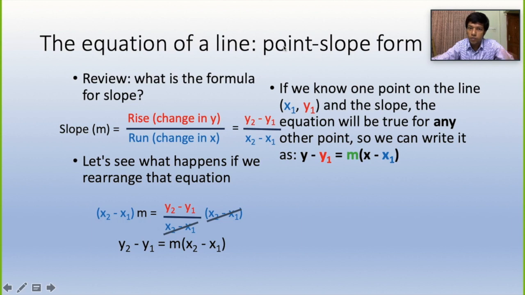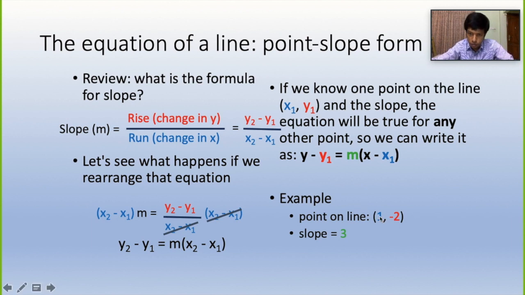Why is it called point slope form? Because if one point and the slope are given, then we can use this equation to find the equation of a straight line. We can use this formula. Let's look at how we can use it. Say, for example, we are given one point, (1, -2), and the slope is 3. Then how will we get the equation of a straight line?